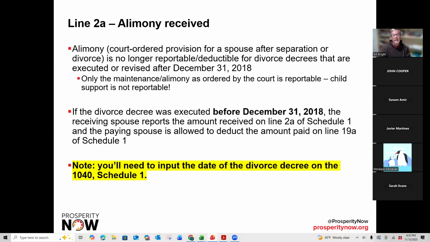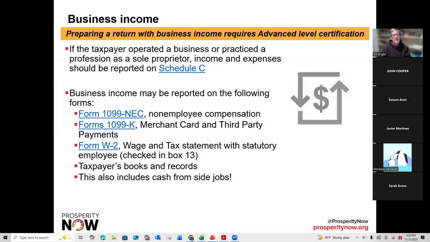Alimony received, okay, again, after 2018, if the divorce is after 2018, there's nothing we can do both on the amount received and the amount paid. Prior to that, that goes on Schedule 1, and you need the payer's name and Social Security number for that amount. Okay, business income, we'll spend a bit more detail when we get to advanced topics and looking at how to do a Schedule C.